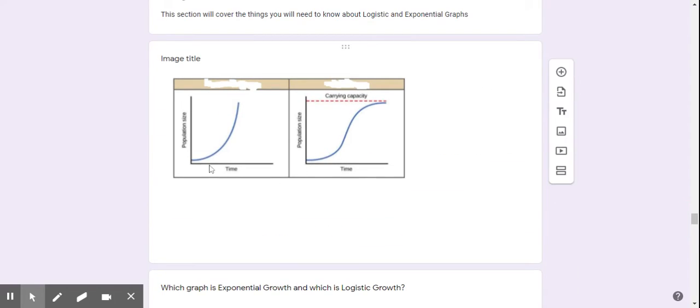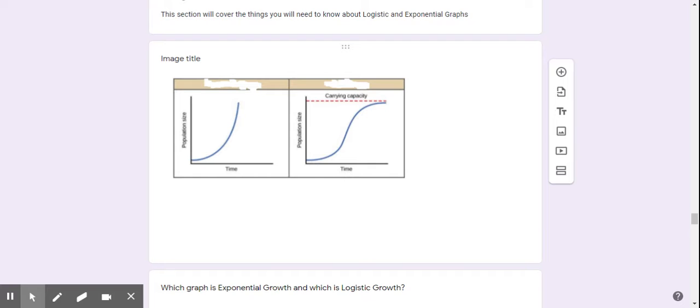So in the exponential, we had unlimited resources, everything was fine. In the logistic, we start reaching up and we no longer have unlimited resources. So the population is going to even out. That means it's no longer going to grow. So a couple things could happen. If we no longer have unlimited resources, more of our organisms are starting to die.